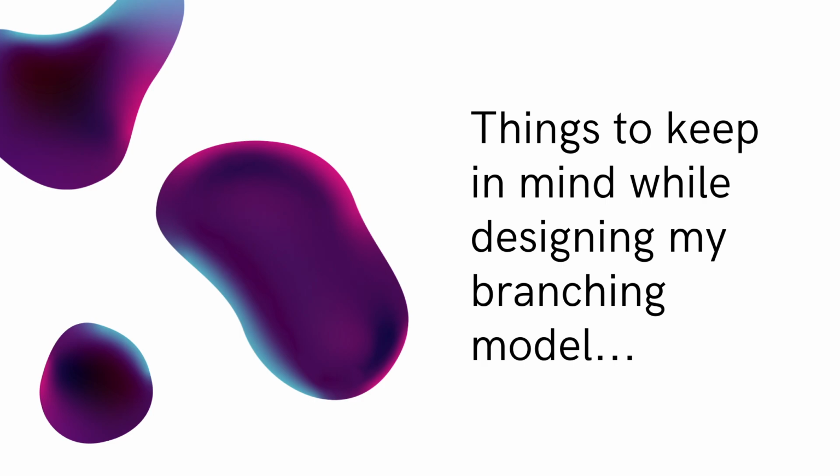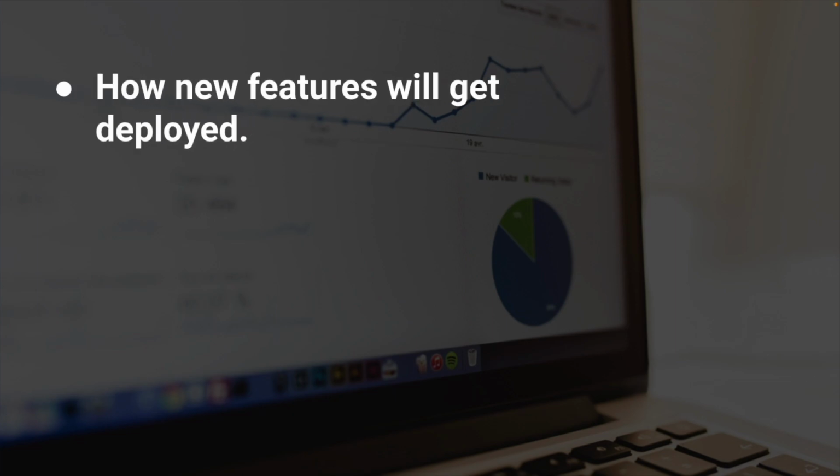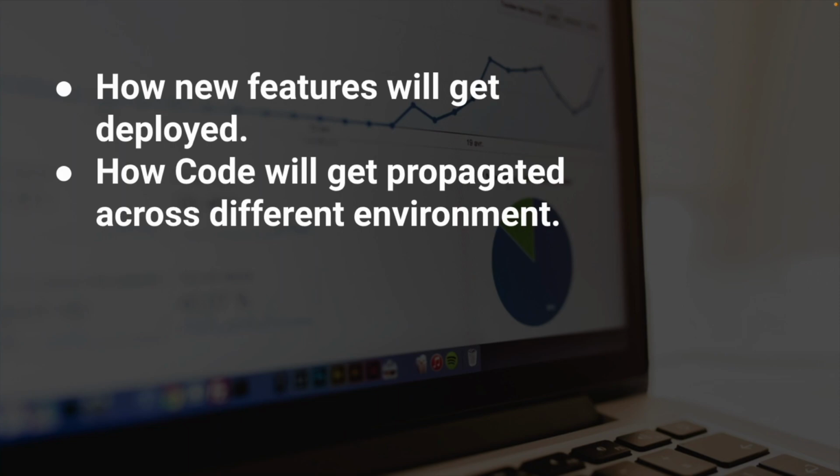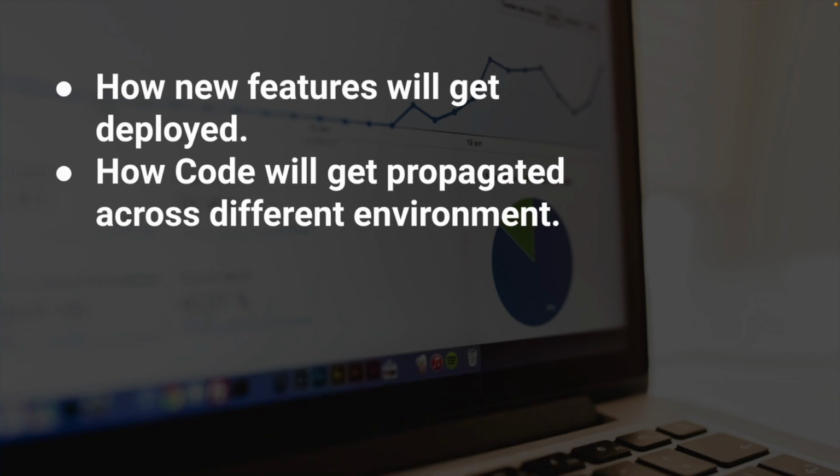Deciding a branching model will not only depend on the team size and nature of the project. It will also depend on various other things. So let's see what things we should keep in mind while designing the branching model. The first thing is we should think about how new features will get deployed. You should always keep in mind, depending on your branching model, at what particular stage your new feature will get deployed. After that, you should also keep in mind how your code will get propagated across different environments. Your branching model should support that.